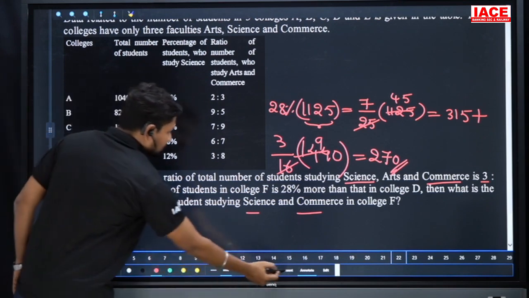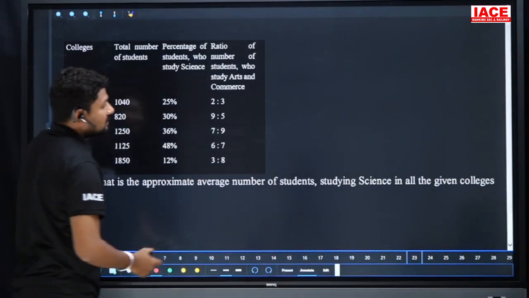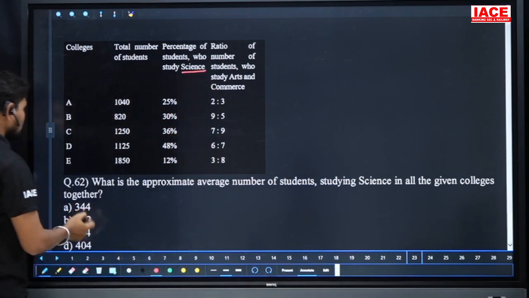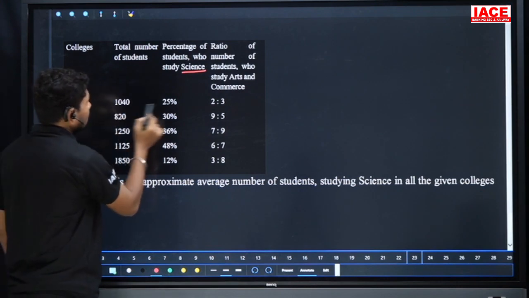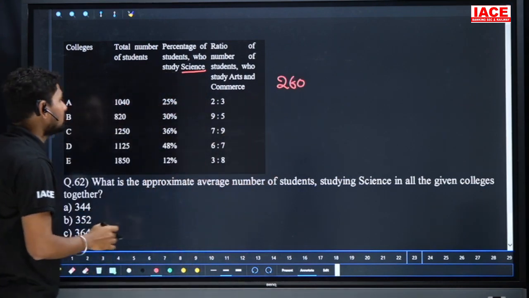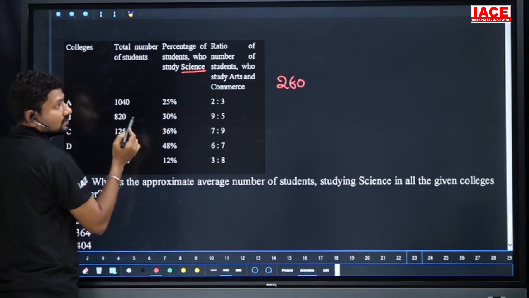And moving on to the next question. Question number 62: what is the approximate average number of students studying science in all the given colleges together? The average value of all the colleges is required. 25 percent of 1040 is 260. Half of half of 1000 is 250, and 40 half of half is 10. 10 plus 250 is 260 overall.